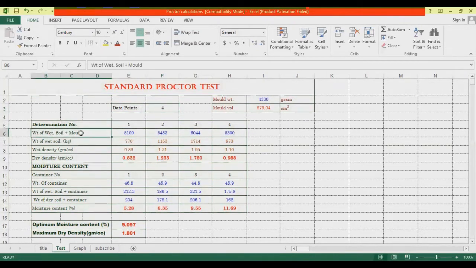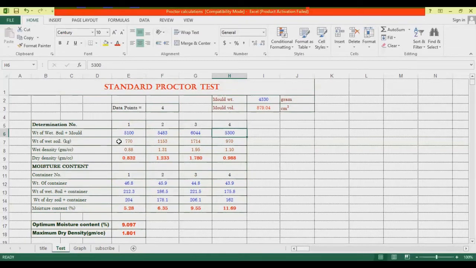Now look at this row. It includes weight of wet soil plus mold. So in first data point, this weight was 5,100 gram. In second data point, 5,483 gram, and in third data point it was 6,044 gram. Now you can see in the fourth step this weight decreased from 6,044 gram to 5,300 gram. So I decided to stop the test.